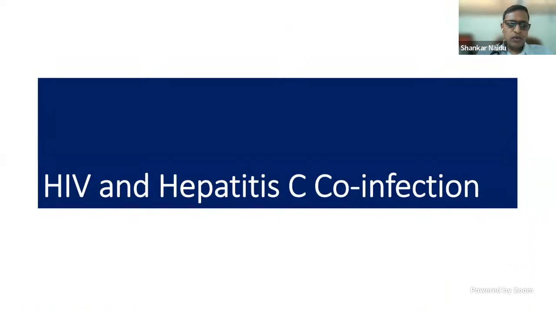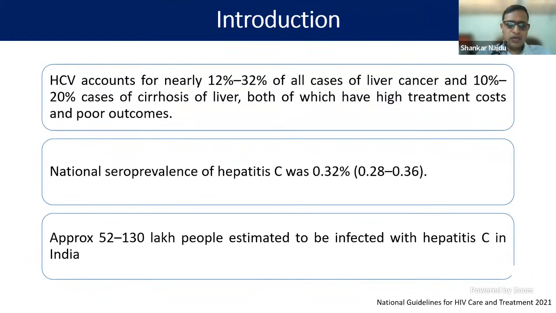So next, coming to hepatitis C co-infection. Again, as I've already told, the hepatitis C co-infection among PLHIV is somewhere around 6 to 6.5%. However, hepatitis C accounts for nearly 12 to 32% of all cases of liver cancer and 10 to 20% of cases of cirrhosis of liver. And both of these conditions are associated with very poor outcomes, irrespective of the HIV status.